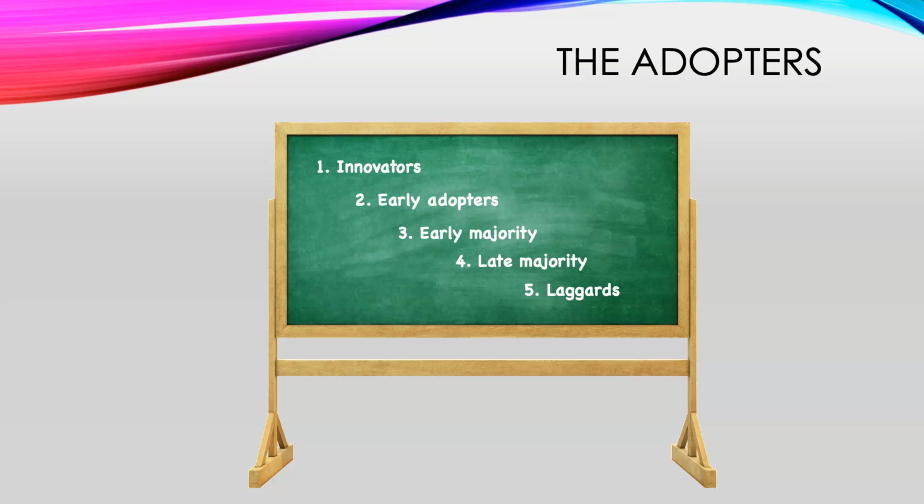Then you have the early majority. These people are rarely leaders, but they do adopt new ideas before the average person. This makes up about 34%. That said, they typically need to see evidence that this innovation works before they are willing to adopt it.